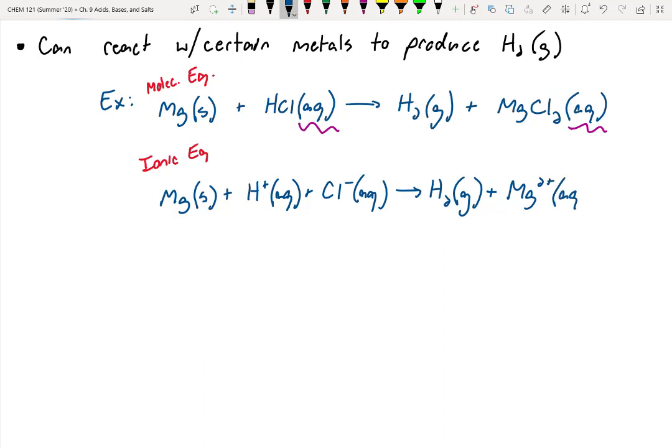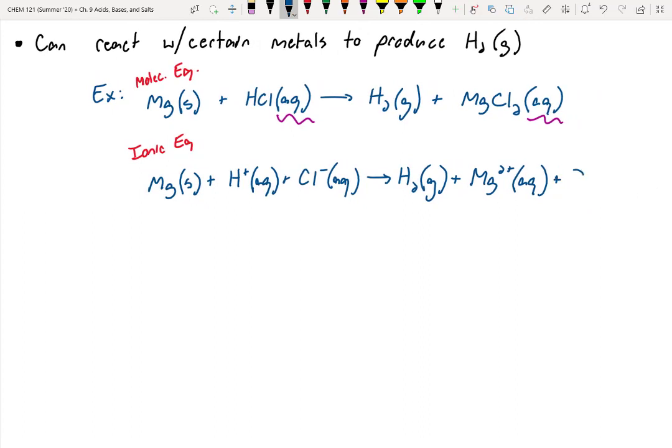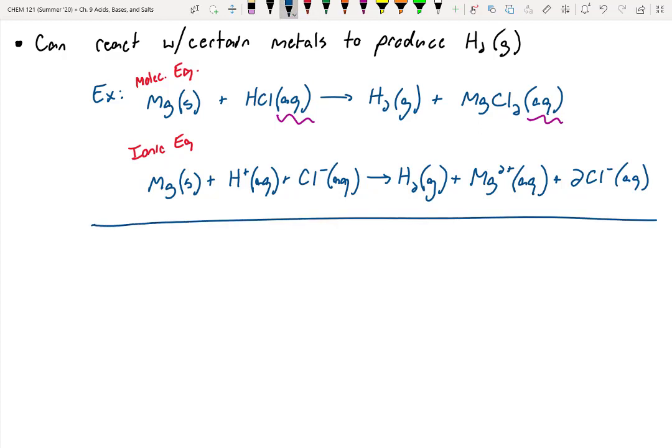So we'd have a magnesium 2+ ion that's aqueous, plus we would have 2 chloride ions, which are also aqueous. All right, so let's do the same thing we did before. And this time we're going to do the net ionic equation. Okay, which means we need to identify any potential spectator ions.